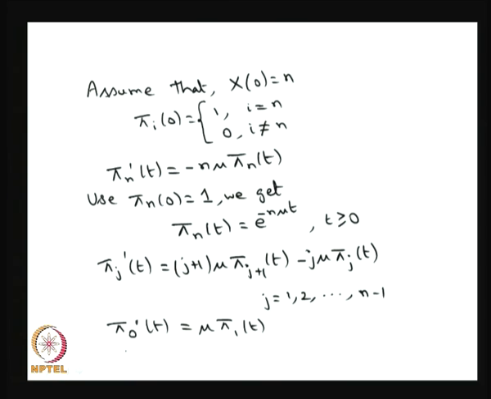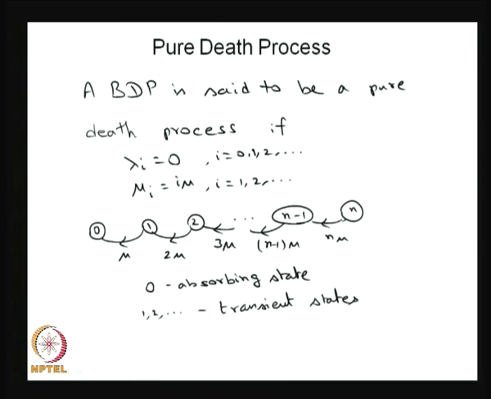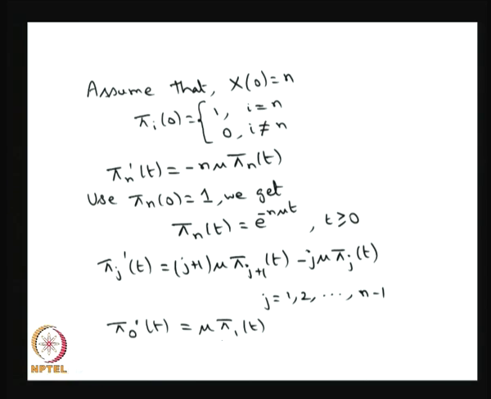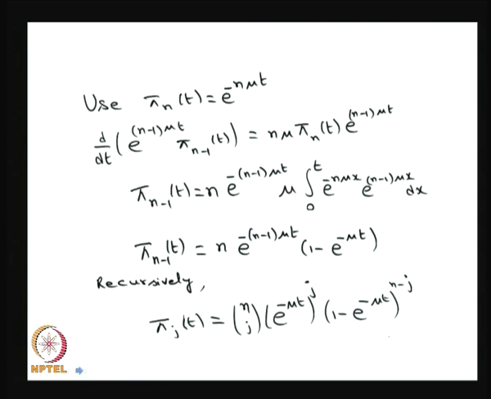For the last state, that is the state 0, the system comes from the state 1. Since the state 0 is an absorbing state, there is no second term. So, it is going to be mu times pi 1 of t. So, you know pi n of t, use the pi n of t in the equation for n minus 1 and get pi n minus 1. Like that you find out till pi 1, use the pi 1 to get pi 0 of t, in a recursive way.